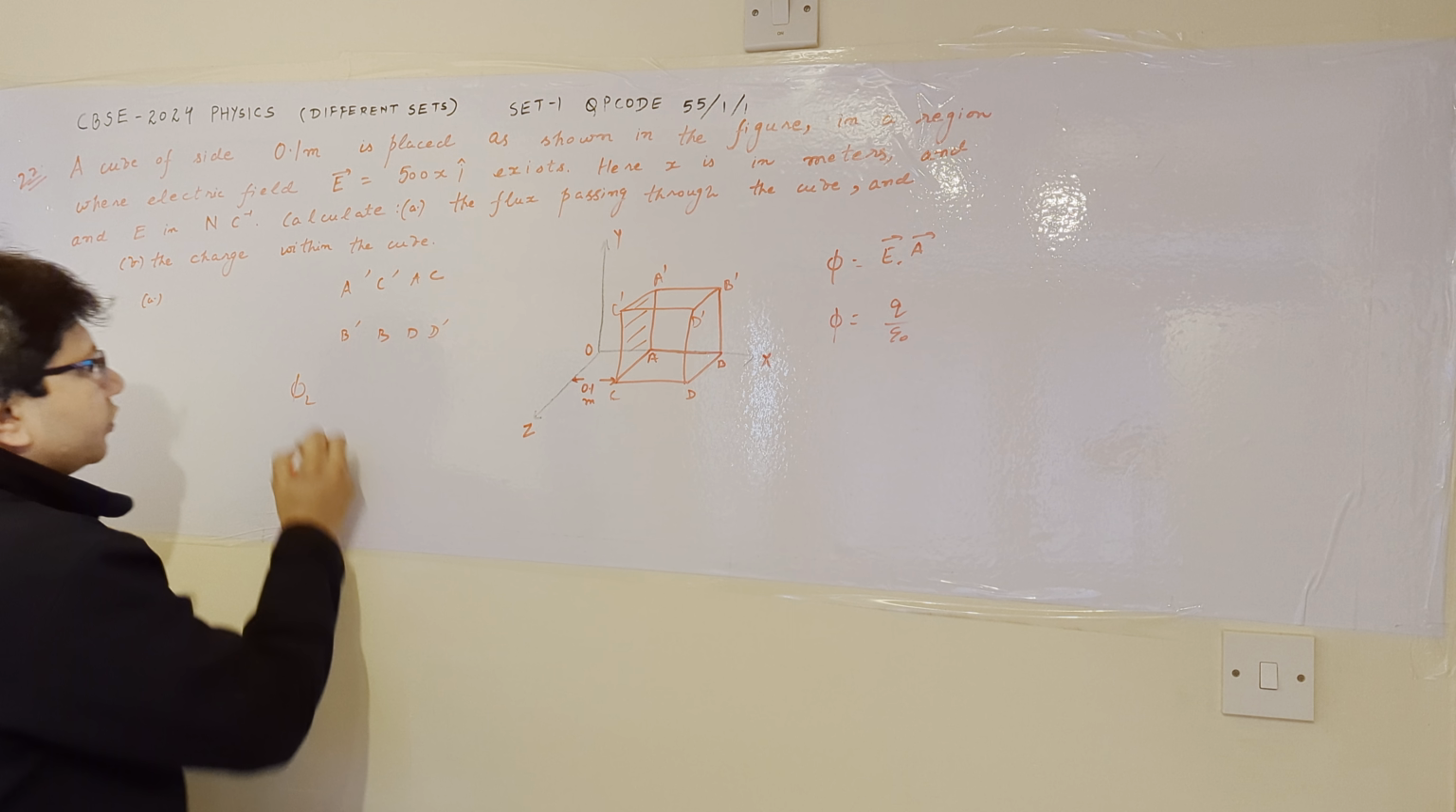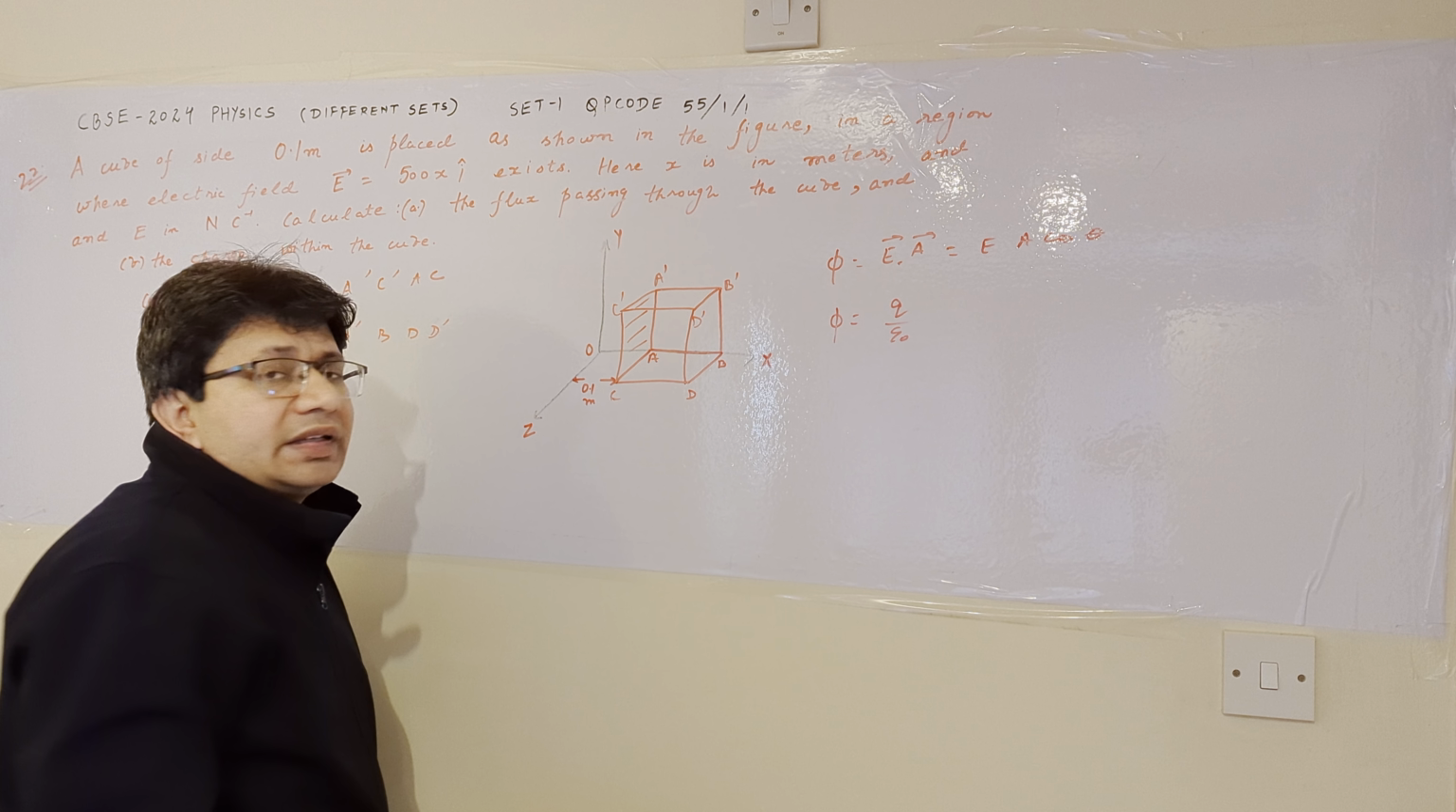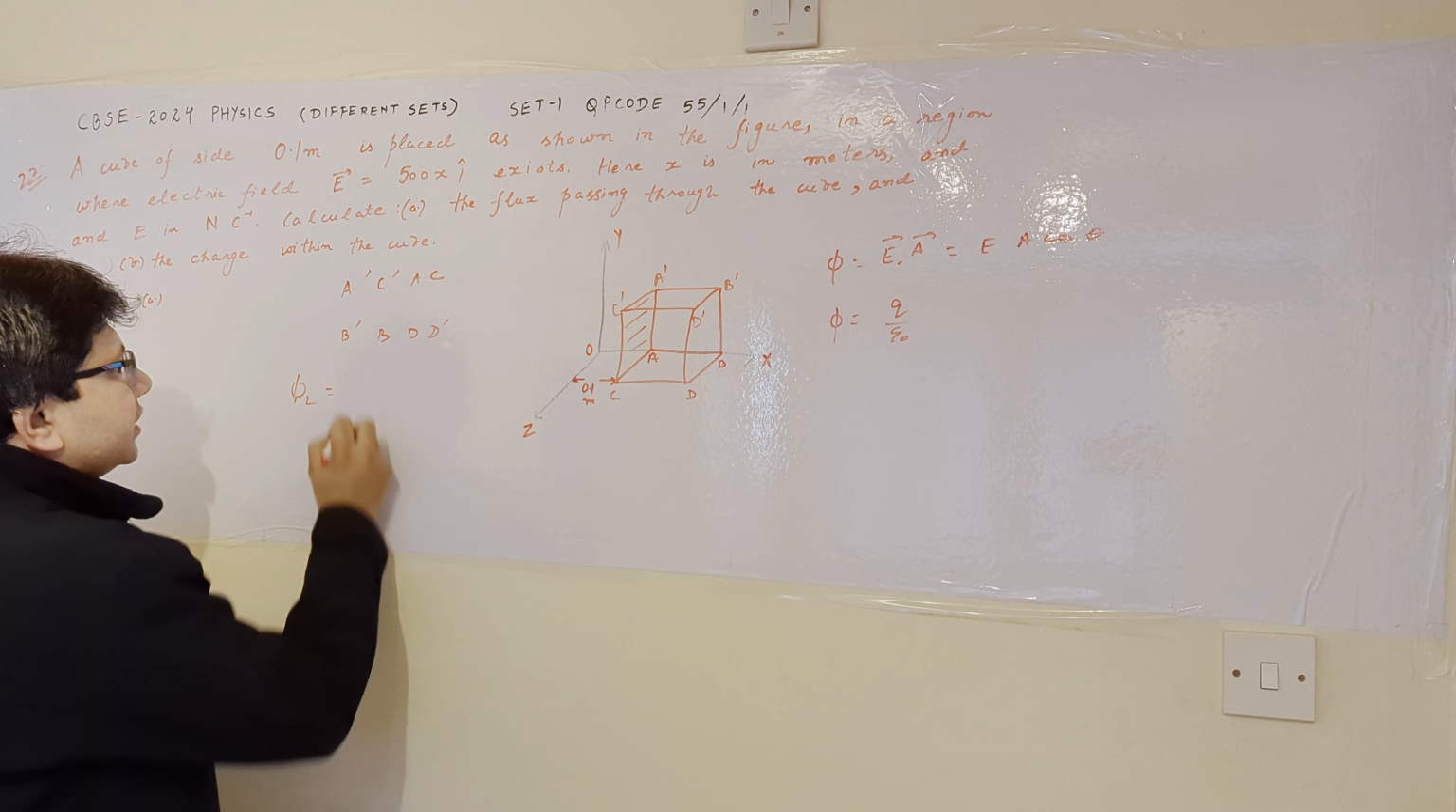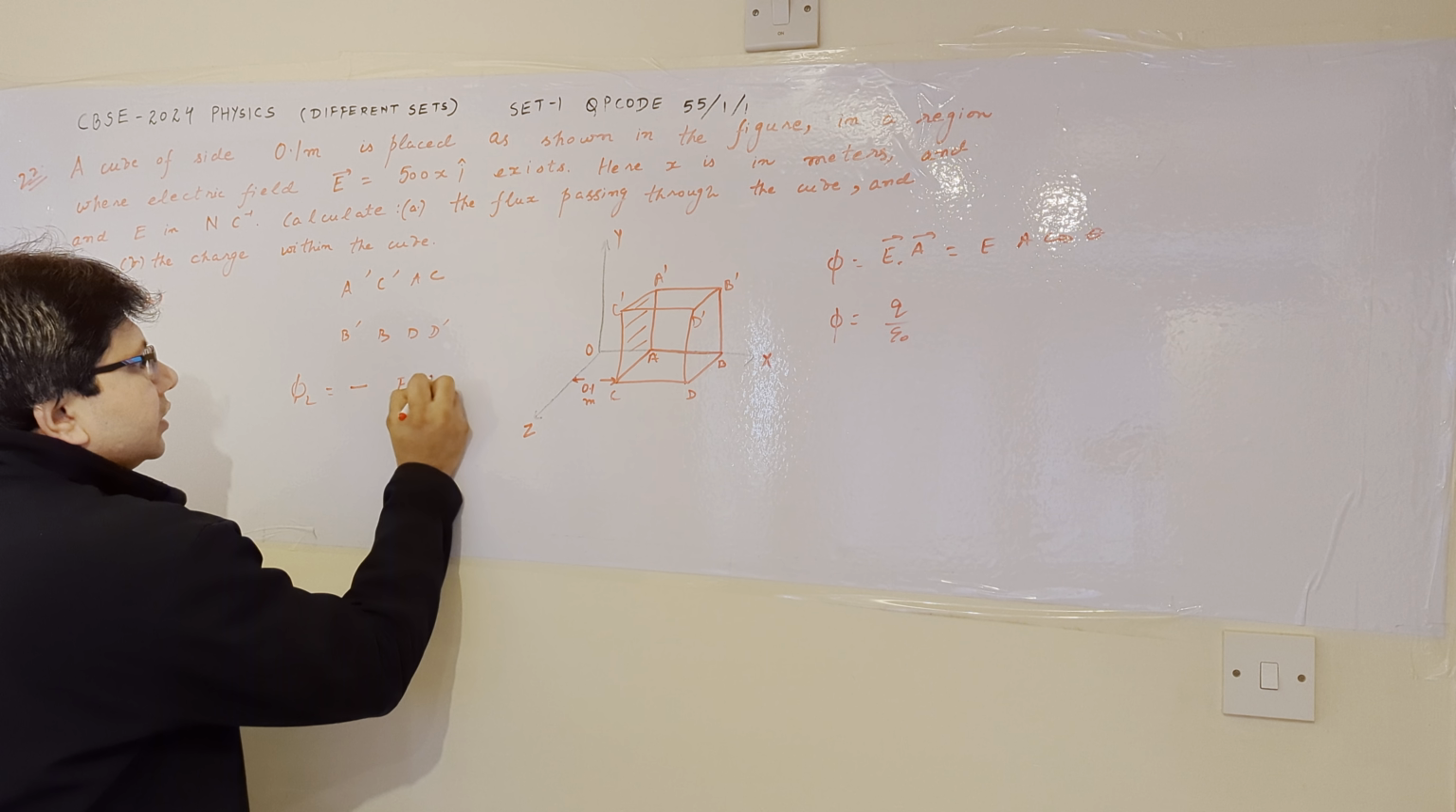So the dot product is EA cos theta, where theta is the angle between E and A. We can say this is minus E into A, because cos 180 is minus 1. The value of E from this formula is 500 times x. Now this x corresponds to this distance, 0.1. So this is minus 500 times 0.1.